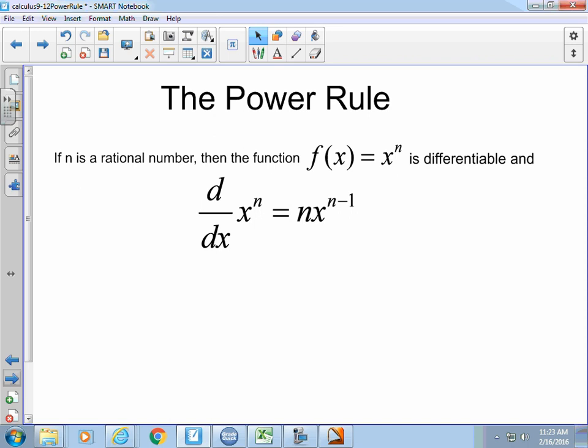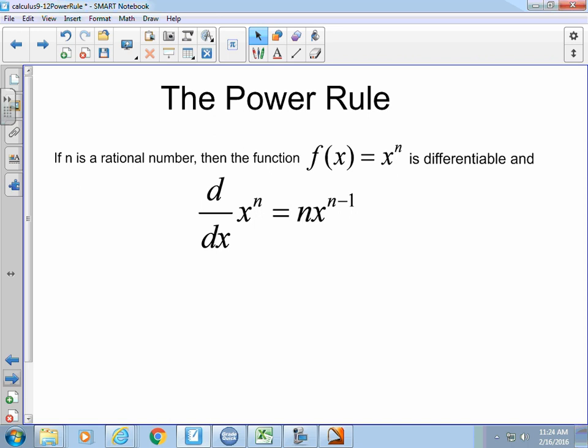So, if n is a rational number, what's a rational number? Anything that's not repeating, or doesn't have a pattern. The root word in rational number is ratio. What's a ratio? A fraction. It's something that can be written as a fraction. So repeating decimals like 0.3 repeating, well, it's a third. So what's not rational? Things like pi and e, square root of 2, things like that.